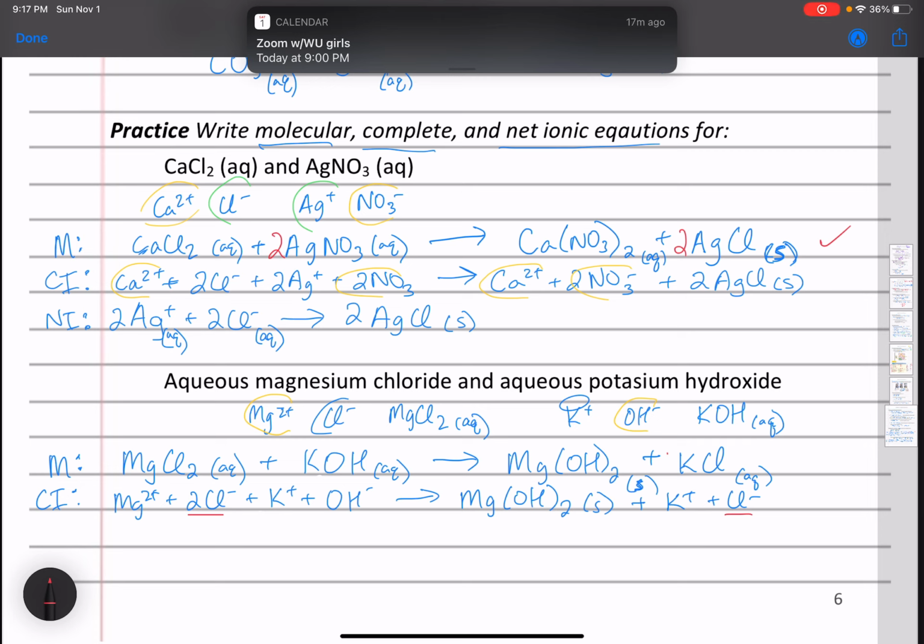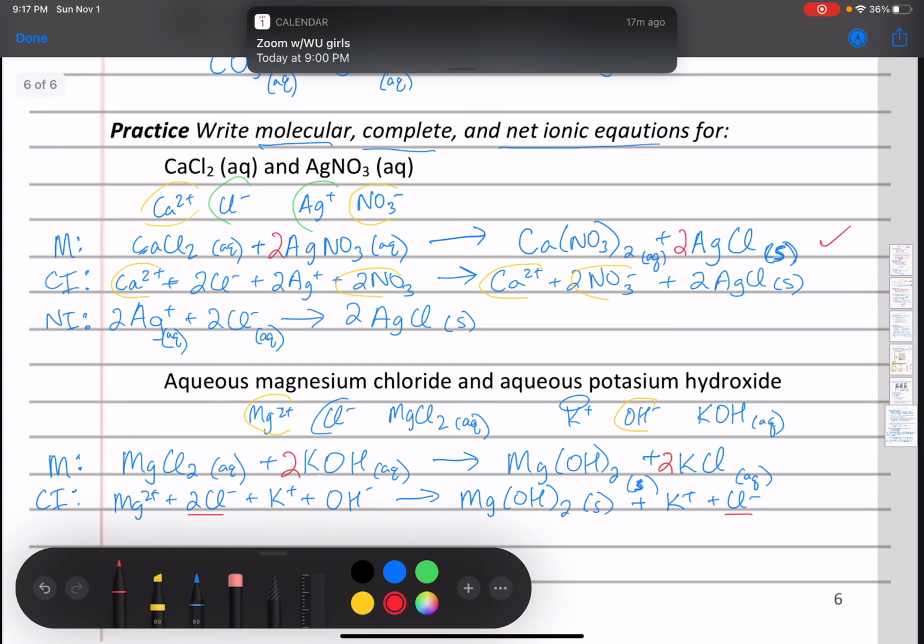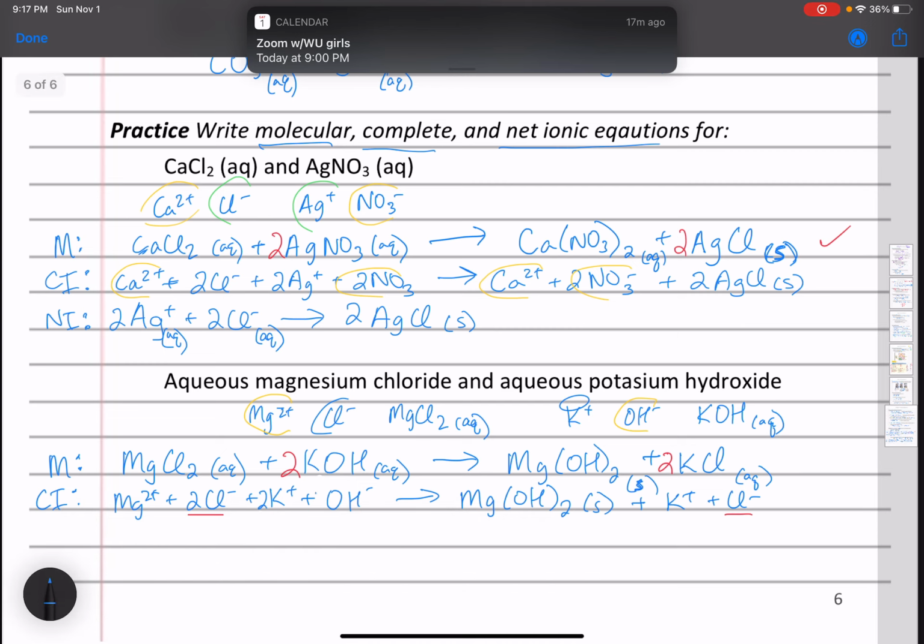So I'm going back to that molecular formula. I need to do some balancing. If I put a 2 here, I've got 2 chlorides on both sides, and I put a 2 here, so I have 2 potassiums and 2 hydroxides on both sides. So now in my complete ionic equation, I just need to update my coefficients here. 2 and 2, so that they are balanced as well.